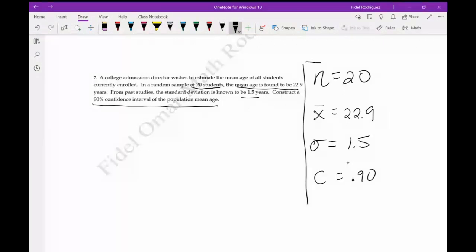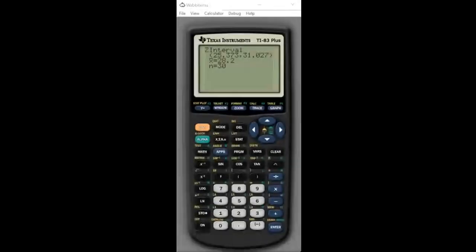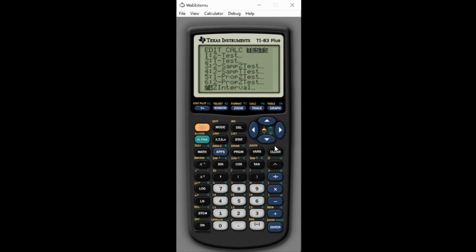Okay, I'm going to do this portion here, and I'm going to do it on my calculator. So let me stop sharing this, and let me come back to my calculator. Okay, let me clear my screen. And again, guys, what I'm going to do here is go to stat, scroll over to tests, and come down to where it says Z interval. Okay, I'm going to hit enter.